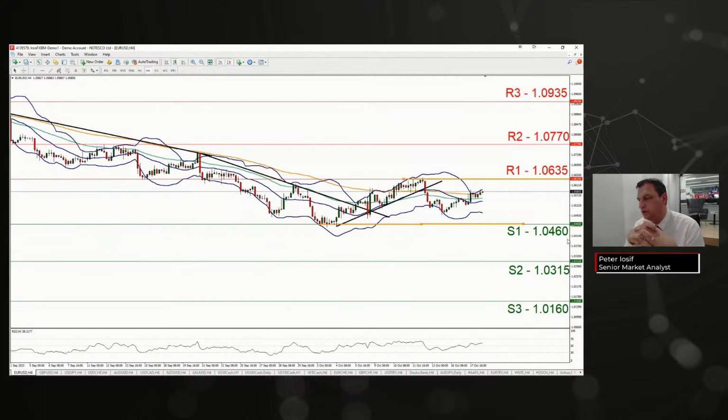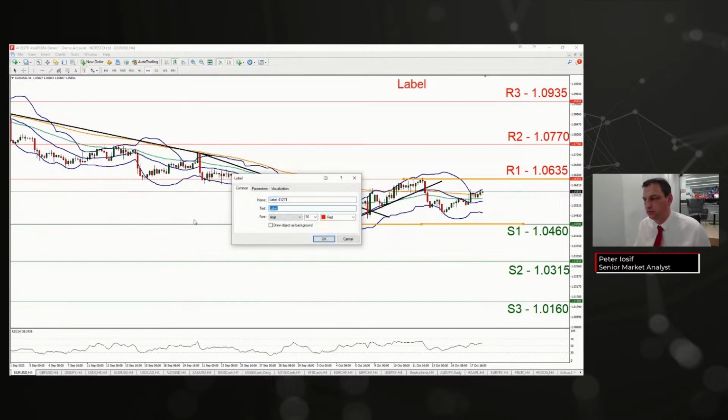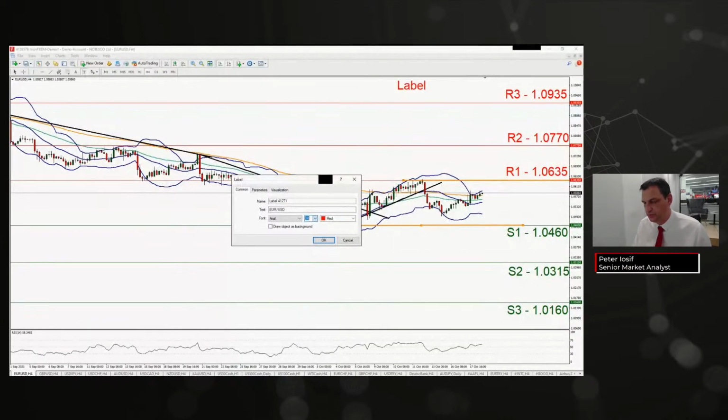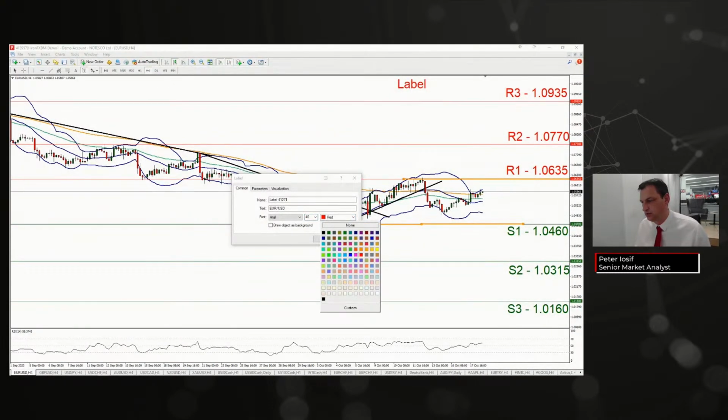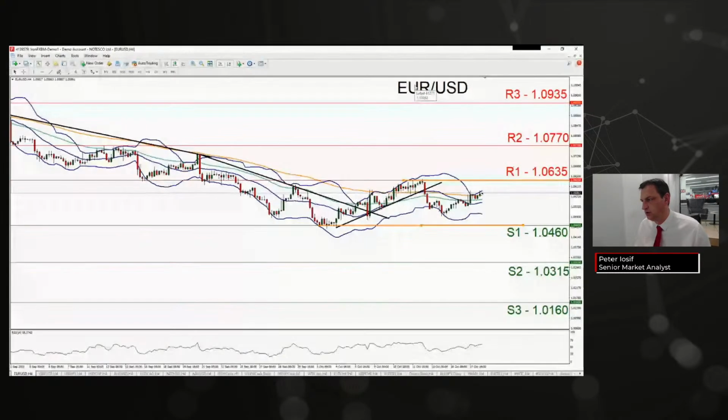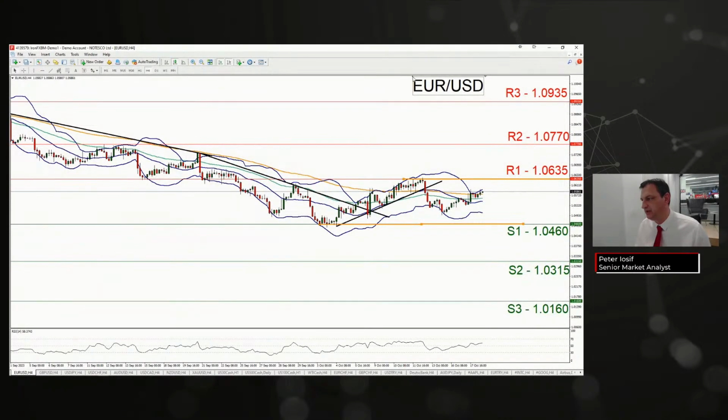On a technical level, we tend to maintain a sideways motion, practically expecting the price action of Euro USD to remain in the corridor. Let's add also a label on the trading instrument. So once again, we expect the sideways motion to be maintained in the corridor between the R1 and the S1.